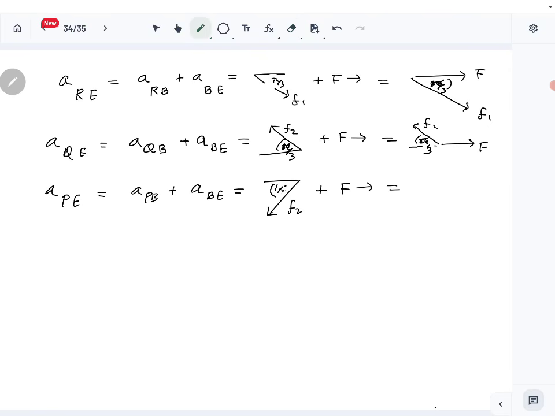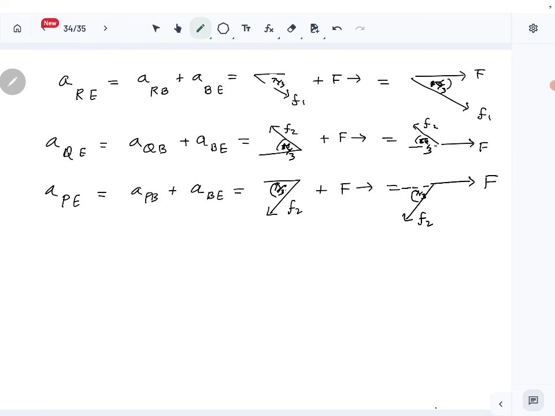Pi over 3. So this will be, if in this direction, F2 like that, pi over 3. Right. Okay. Now using these three, we can find the components in the direction we want. Acceleration components relative to Earth.